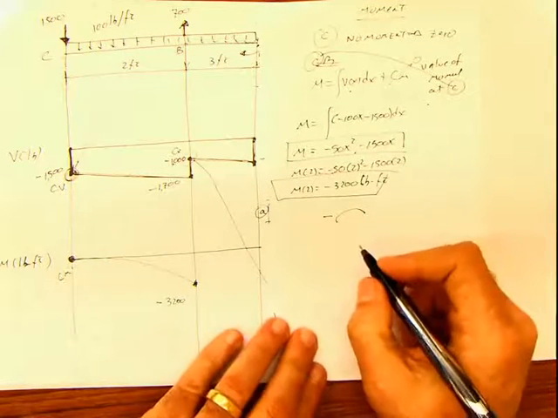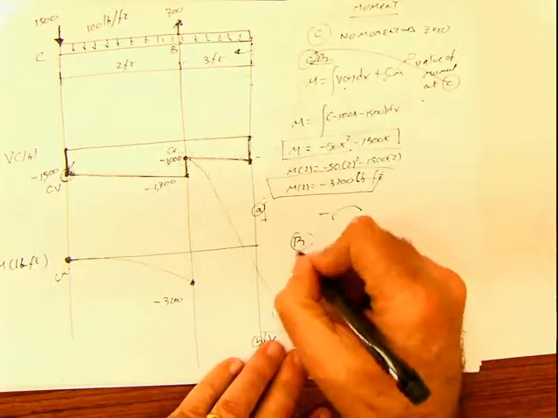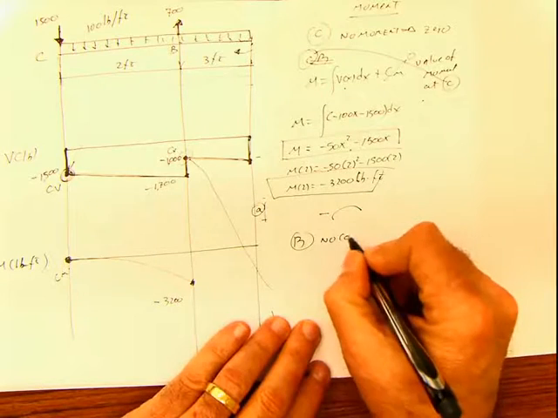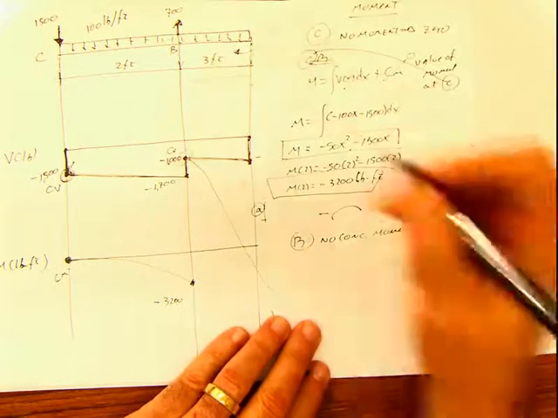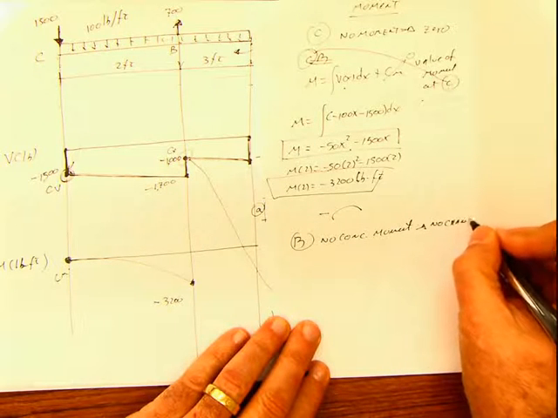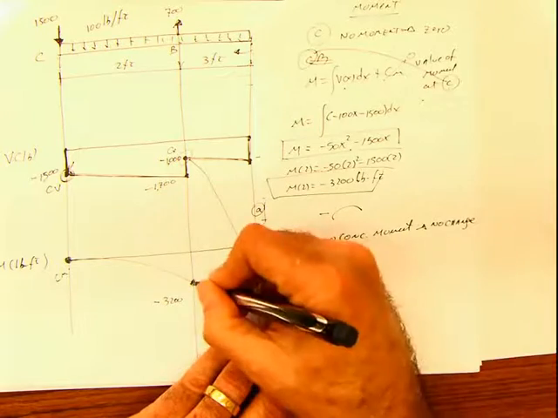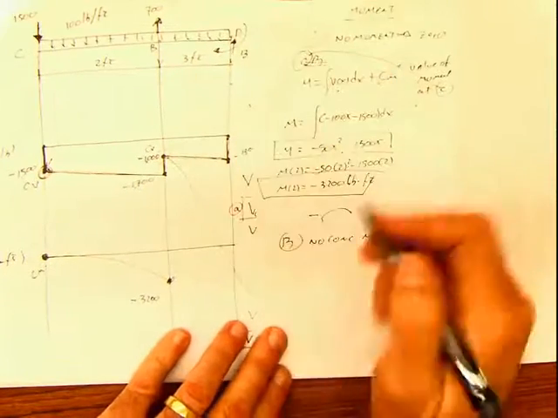Now you go to the point. Point what? Point B. And you say point B, no concentrated moment, because there's no moment applied there. No change, no sudden change, no jump, no nothing. That makes sense, right? Now BD.